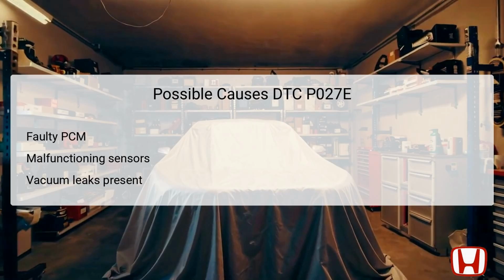One potential issue is a faulty Powertrain Control Module, PCM. If the PCM itself is malfunctioning, it may incorrectly command a lean mixture. Malfunctioning sensors, particularly the engine coolant temperature (ECT) sensor, can also contribute to this error. The ECT sensor provides critical temperature data to the PCM, influencing fuel management strategies.